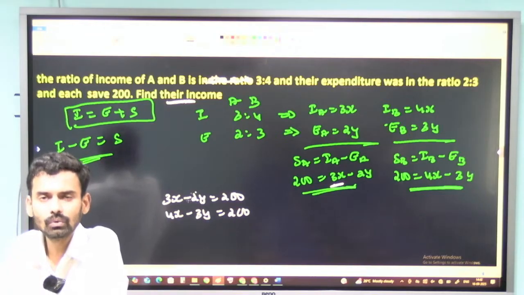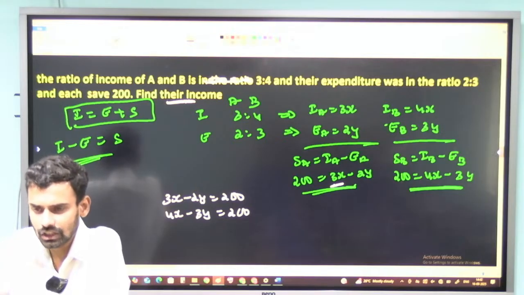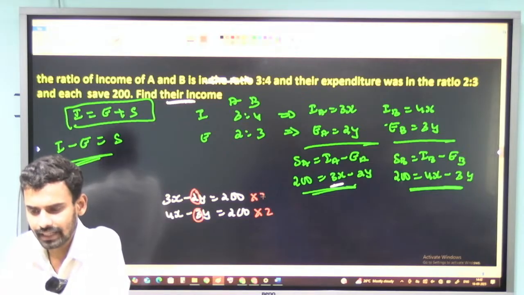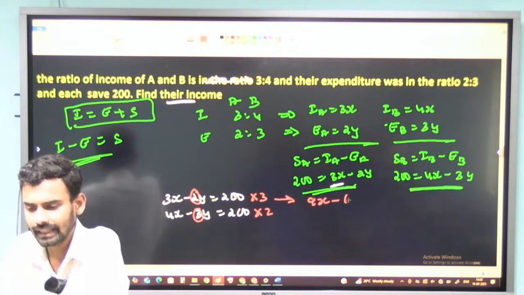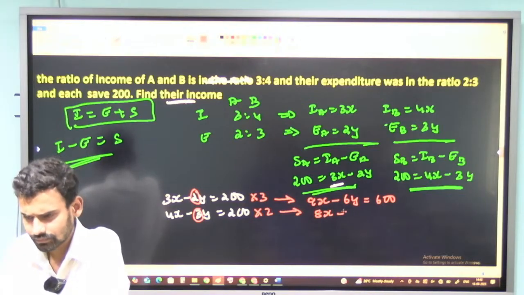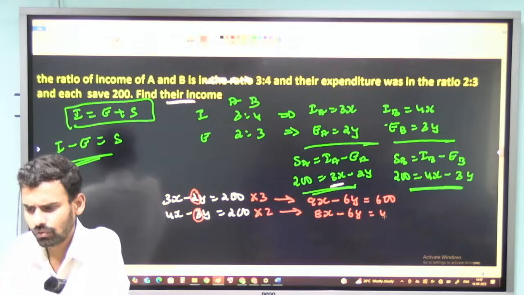As we don't want y here, let me make the coefficient of y the same. This 2 I will be multiplying to the second equation, and this 3 I will be multiplying to the first equation. Now the equation becomes 9x minus 6y is equal to 600, and here the equation becomes 8x minus 6y is equal to 400.